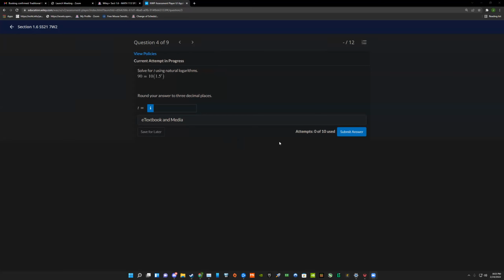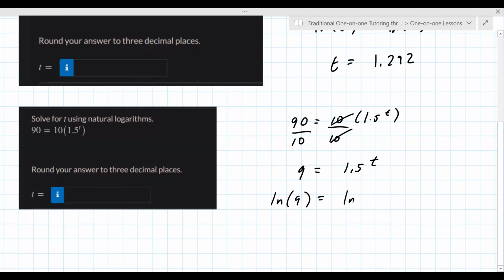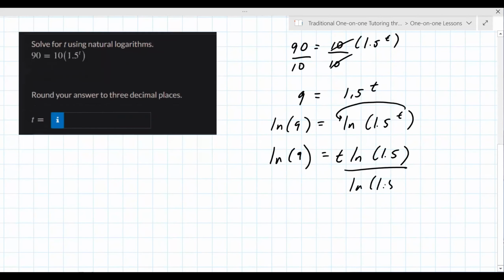All right, so I'm going to share my screen here. And again, you're solving for t using natural logarithms. To do this, you have to make an additional step here. You have to first divide by 10, because you want to isolate the exponential. So it's 9 equals 1.5 to the power of t. Then you take the natural log of both sides, and the t comes out in front. So you have t natural log of 1.5 equals natural log of 9. And now you get ln 9 divided by ln 1.5.